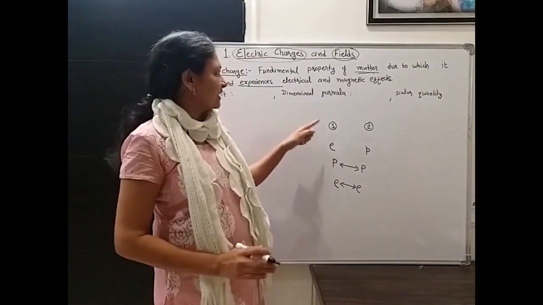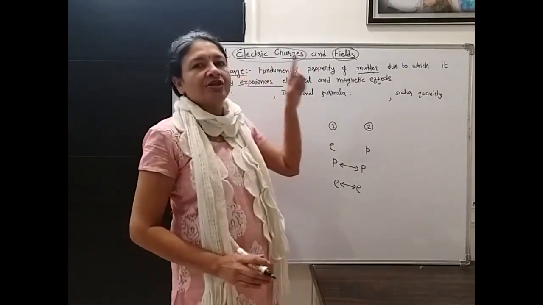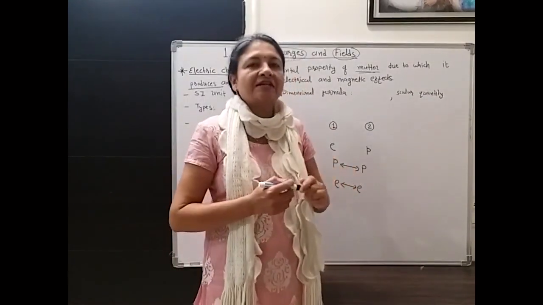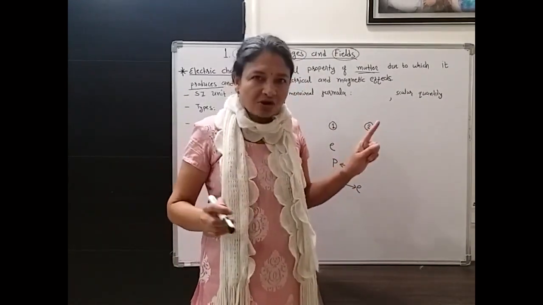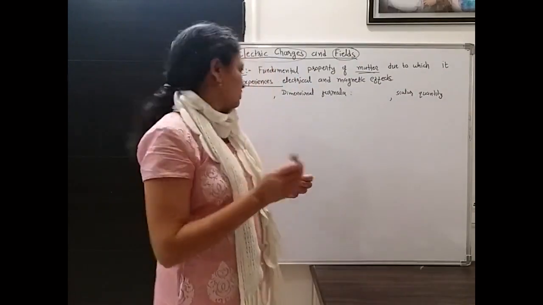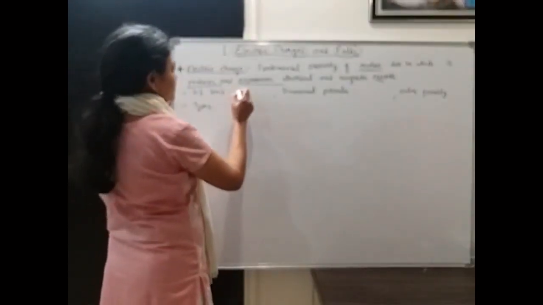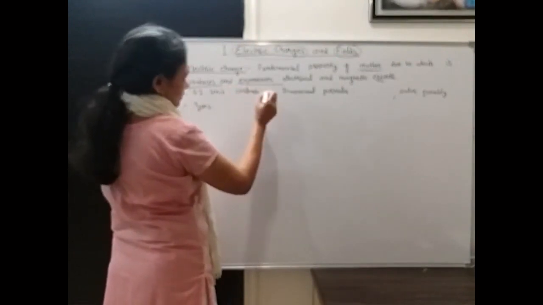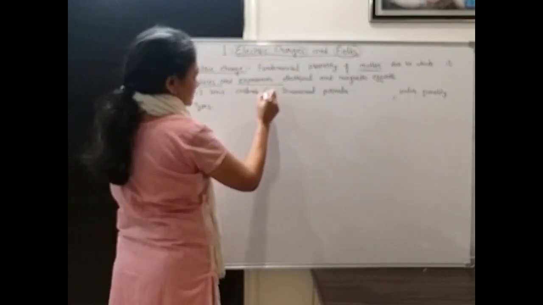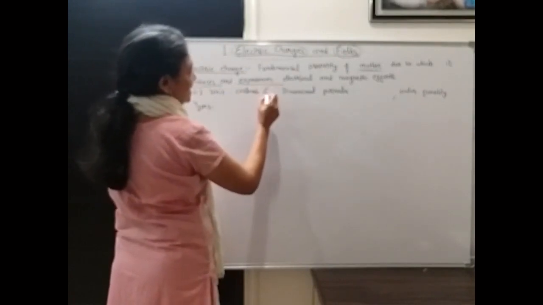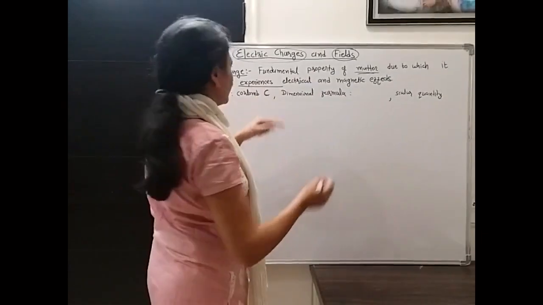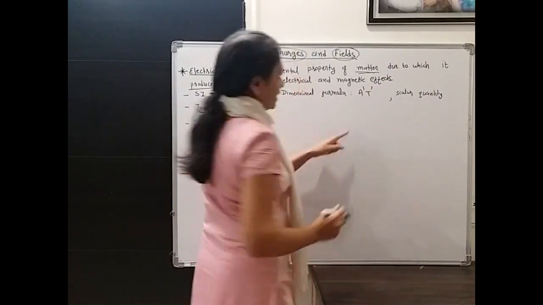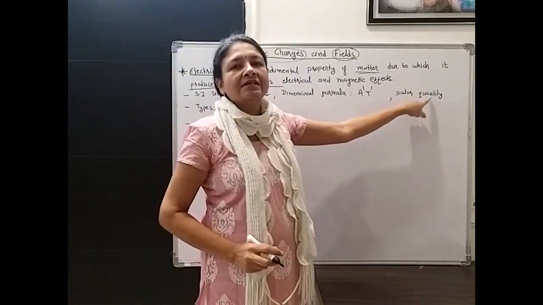So we can say that electric charge is the cause of electric force. If electric charge is not there, then there cannot be electrical force. About the SI unit: the SI unit of electric charge is Coulomb, named after the scientist Coulomb, and its unit is symbolized by a capital C. The dimensional formula of electric charge is A1T1, and remember that it is a scalar quantity.